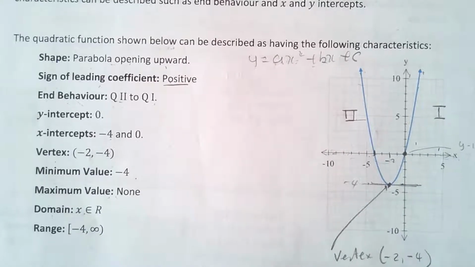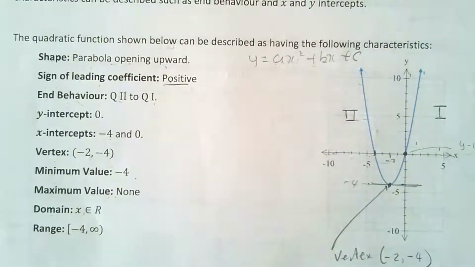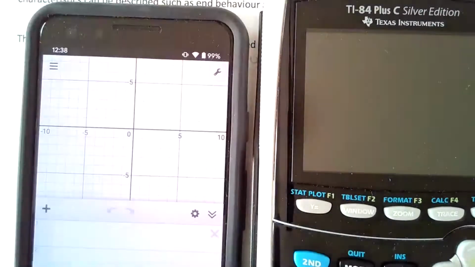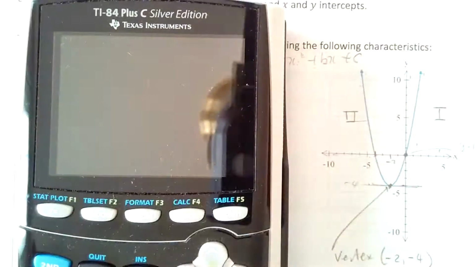So you'll need a graphing calculator or Desmos. Sorry, you need a graphing calculator here, and this is Desmos. Just don't want to mix the two up. They're different: graphing calculator and Desmos.